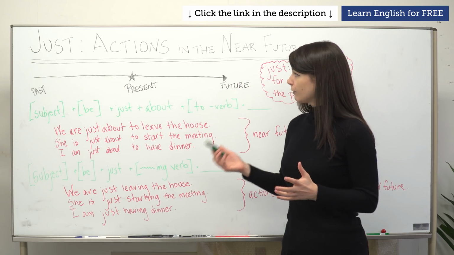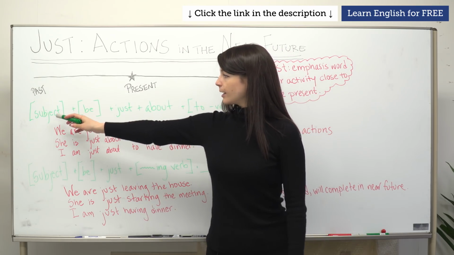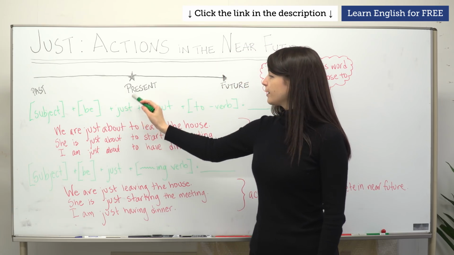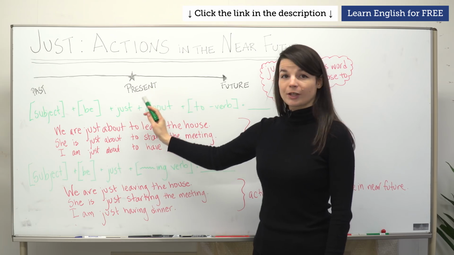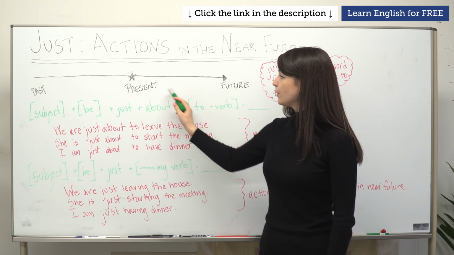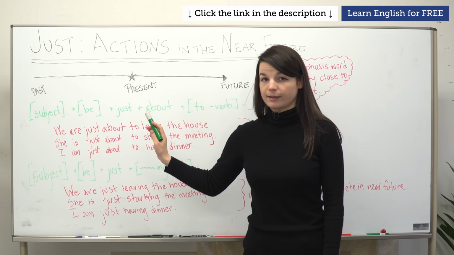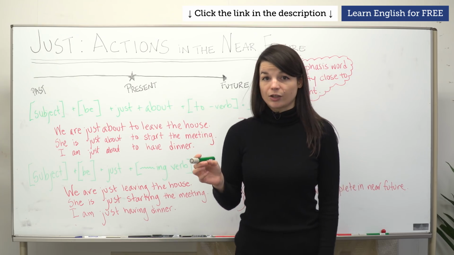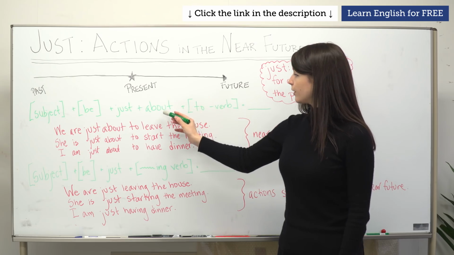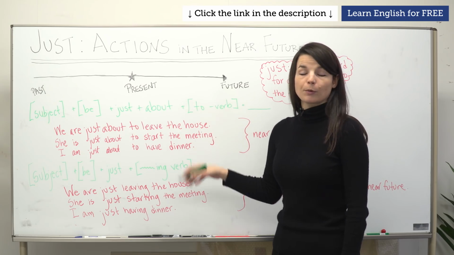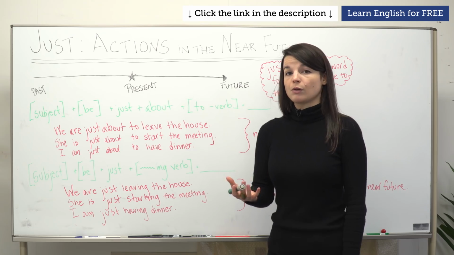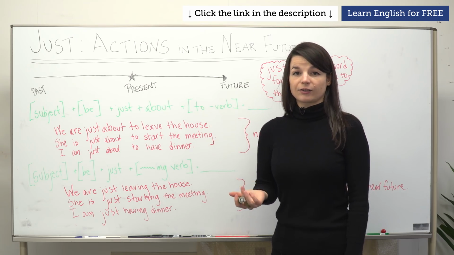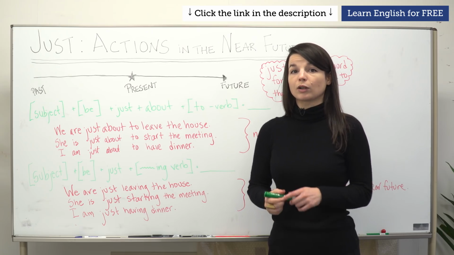Okay, the first pattern that I have here is a subject plus a version of the verb to be plus just, plus the word just and then about. So about is going to give us even more emphasis about something that's going to happen in the future, very, very near to the future. Then we follow this with a to form of the verb, or the infinitive form of the verb, to plus the verb. Finally, we'll end the sentence with any extra information that you may need to include.